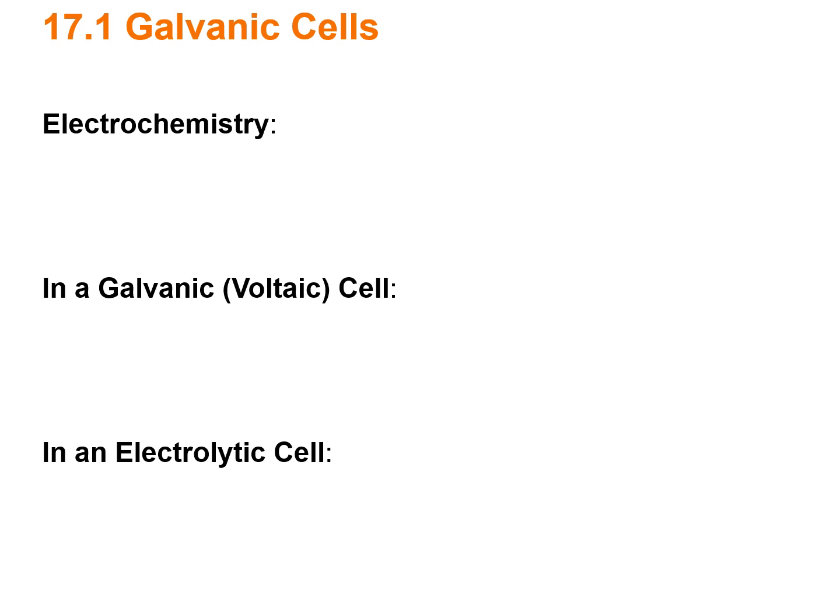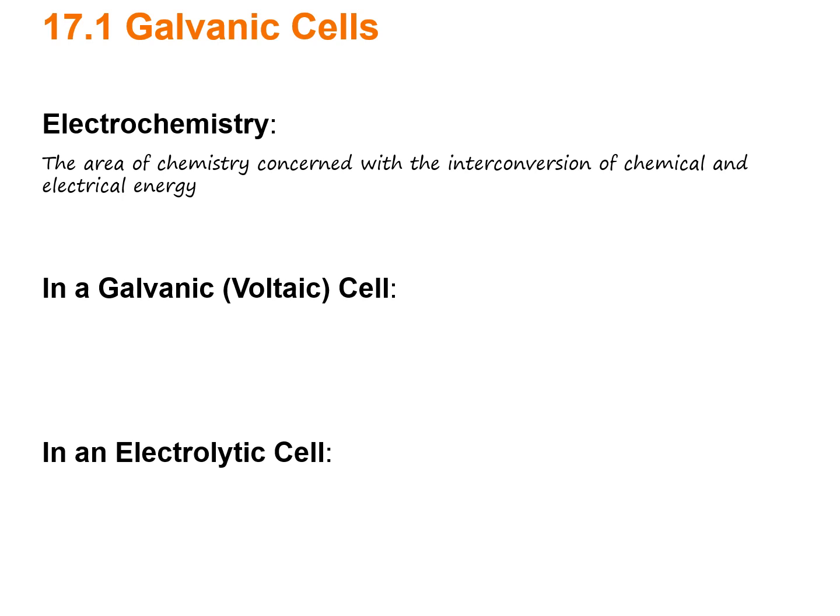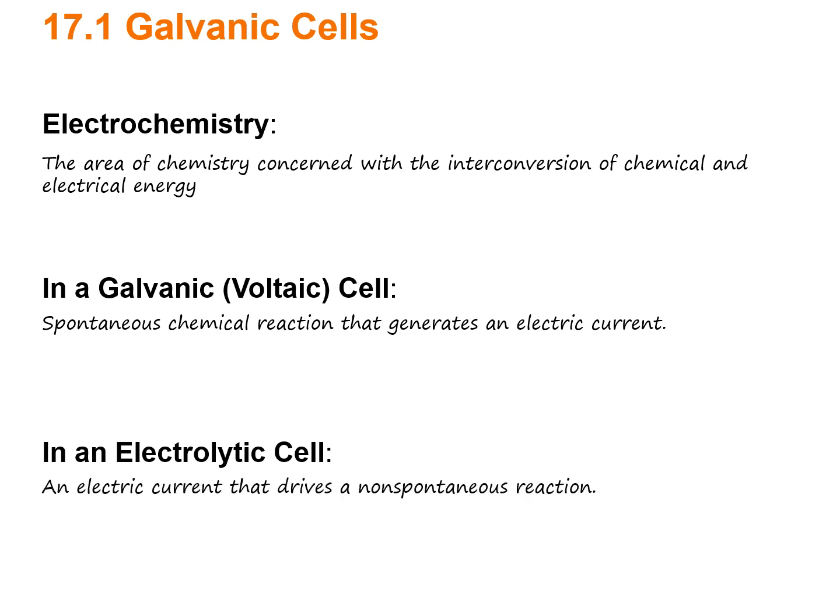If we talk about electrochemistry, this is simply an area of chemistry that's concerned with the interconversion of chemical and electrical energy. If we're talking about galvanic or voltaic cells, then we're talking about spontaneous chemical reactions that generate an electric current. All of our batteries are galvanic cells. Now, in an electrolytic cell, you're driving a non-spontaneous reaction, so you're driving the current in the opposite direction that it naturally wants to go to make the reaction that you want to occur.